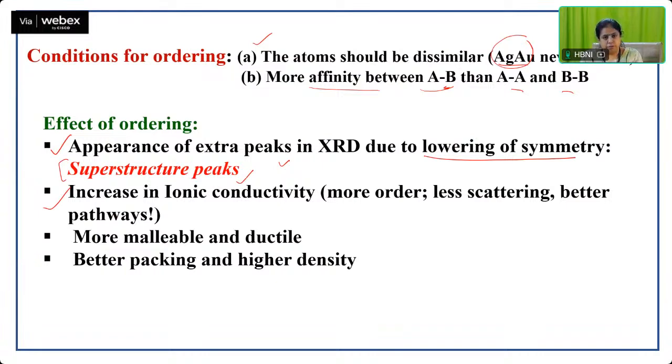Similarly, an ordered structure provides a better pathway for the charges to conduct. More ordered means less scattering, better mobility, better pathways, so there is an increase in ionic conductivity. The ordered phases are also more malleable and ductile, and because they are ordered, they have better packing and higher density. So these are some of the physical properties, in conjunction with XRD, that you can measure to see whether you have observed an order-disorder transition or not.